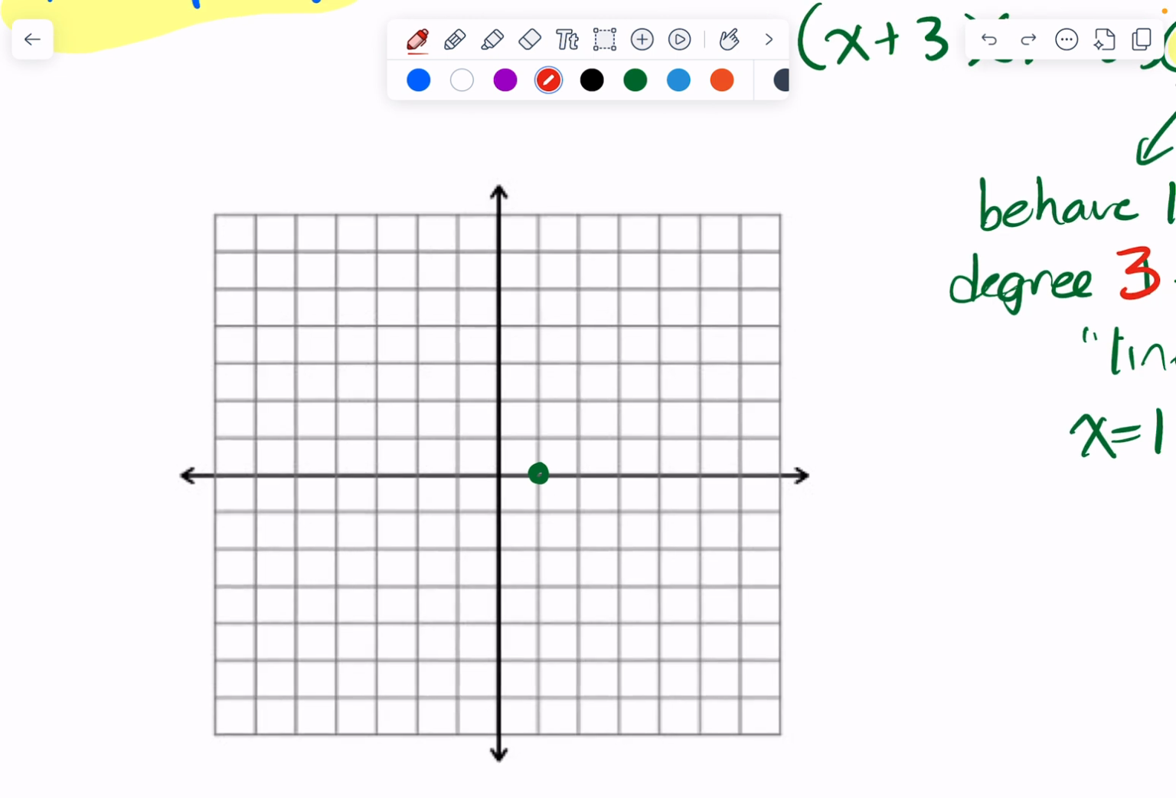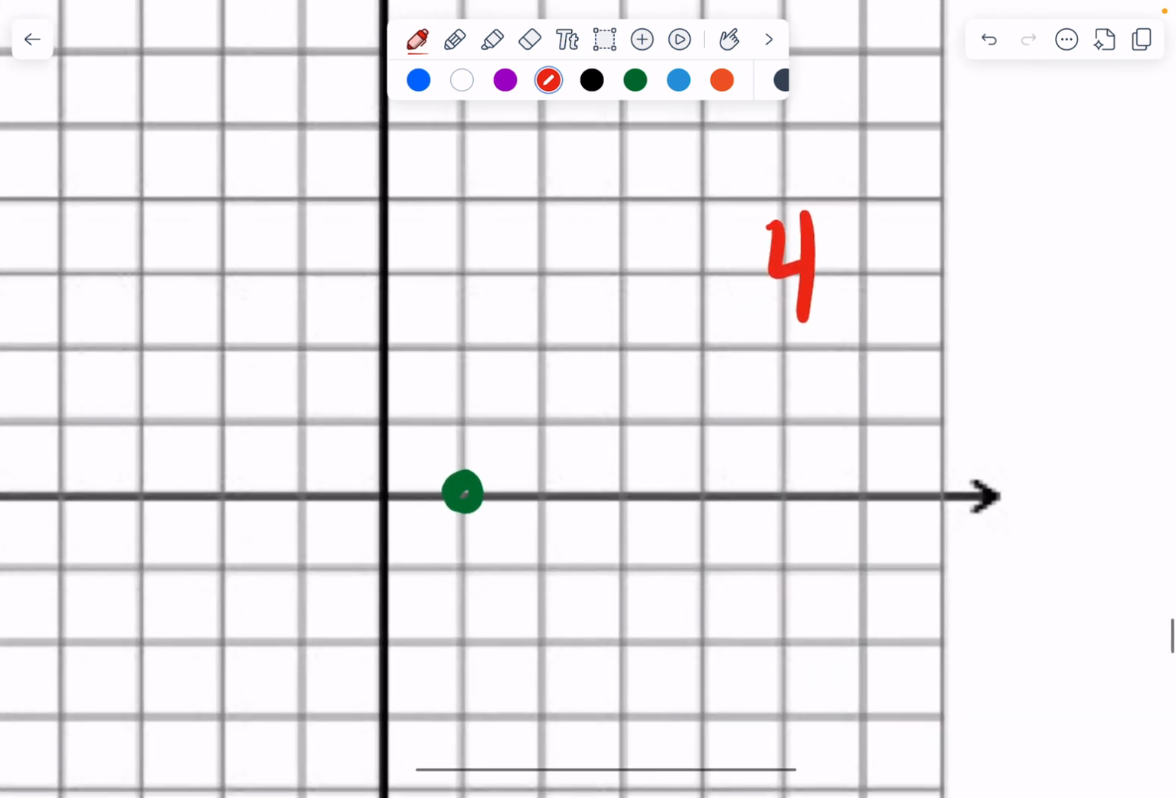And so on and so on. If you have a degree 4 function, it's going to come down and kind of flatten out a little bit and then come back up. It's like a flattened out quadratic. Degree 5 goes through it, but it's just a flatter moment right through that root. That's going to be our degree 5.